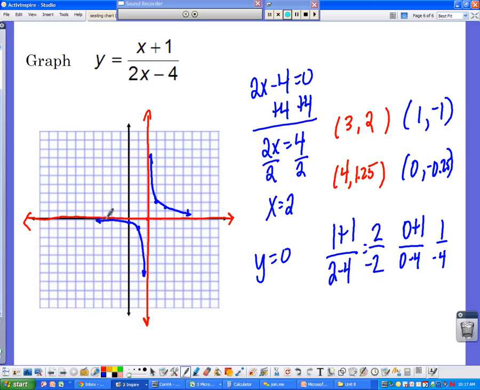All right. Well, that completes graphing 8.2, graphing rational functions. So go ahead and do some of the practice problems before moving on to the quick check.